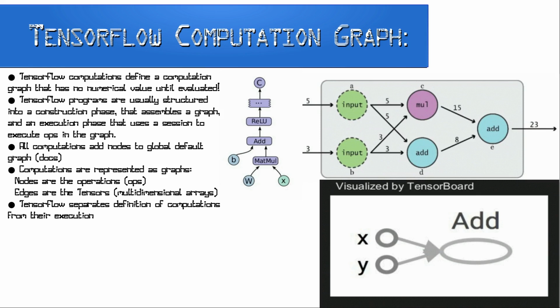In TensorBoard, computations are represented as graphs, and nodes are the operations. Edges are the tensors, multi-dimensional arrays, as shown in the TensorBoard visualized figure. If you take the code import tensorflow as tf, a is equal to tf.add(3, 5). Over here the node is part of the TensorFlow default graph and a is the tensor. TensorFlow automatically names nodes when you don't explicitly name them. So x is equal to 3, y is equal to 5.